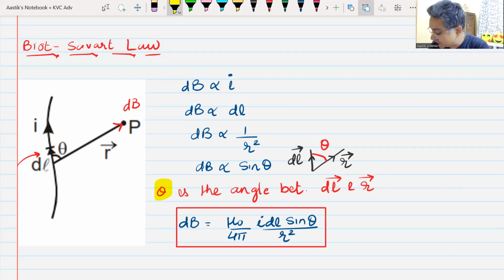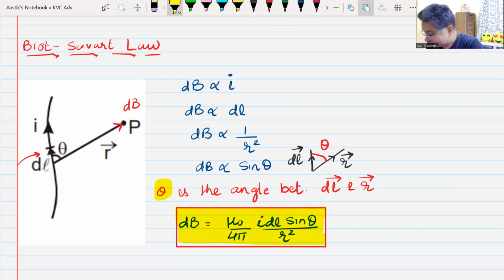The formula of magnetic field created by a current carrying element. What is mu naught? Permeability, sir. Permeability of free space or vacuum, and what is the value of mu naught? We know this, right? Yes, sir.